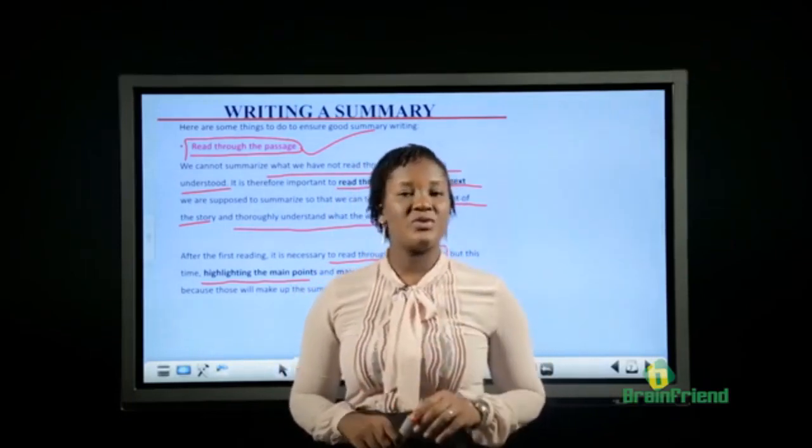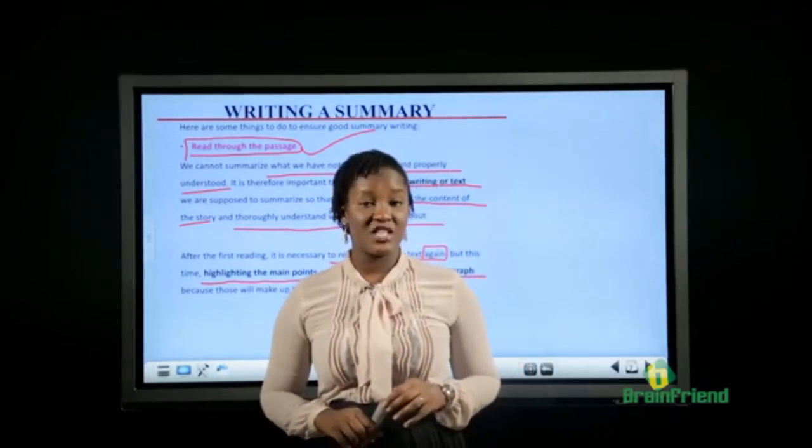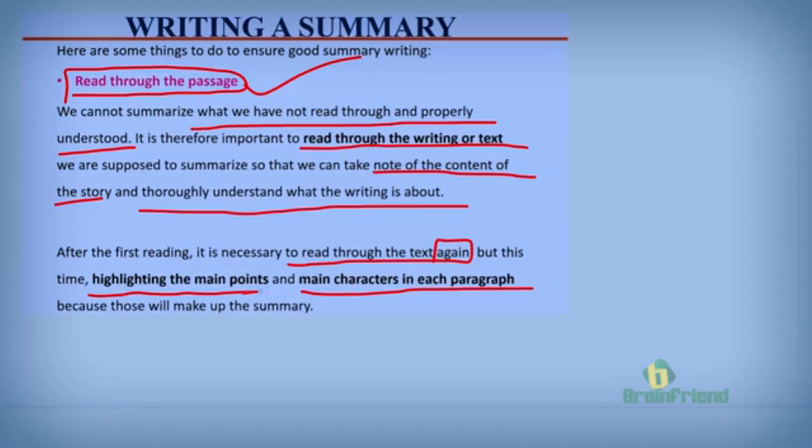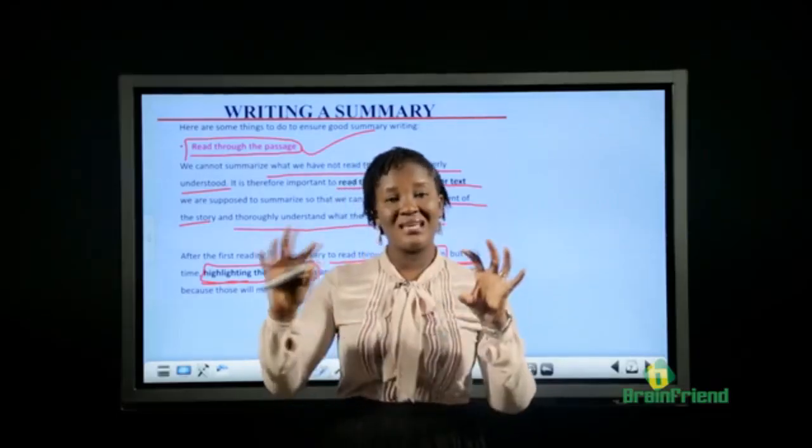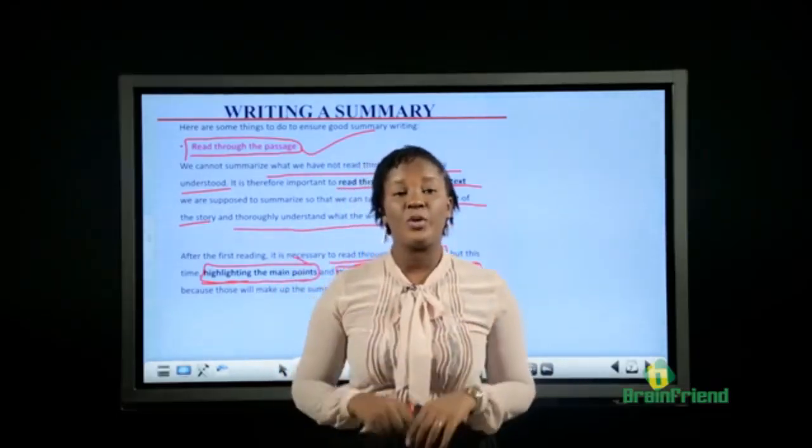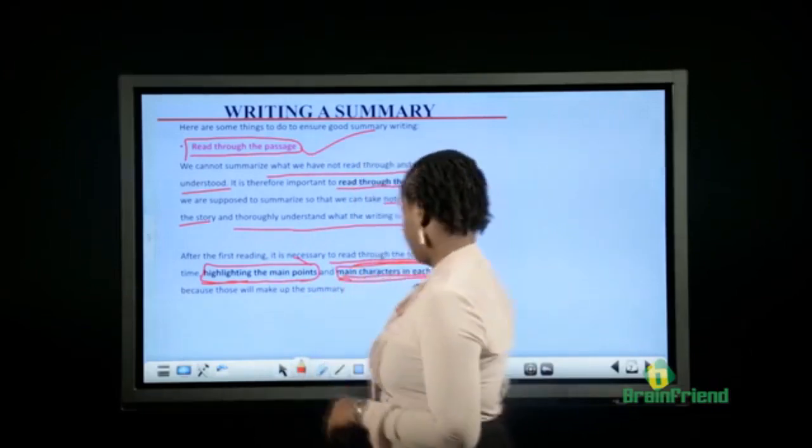Now, the second time we read through the text, it is advisable that we highlight the main points, just as I'm doing on the board. I've highlighted this point. I have also highlighted these points. As you can see, the fonts or the characters are darker in colors. So you highlight the main points in the text so that you would easily pick them out to make up your summary.